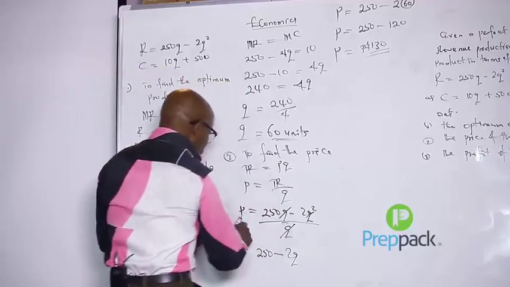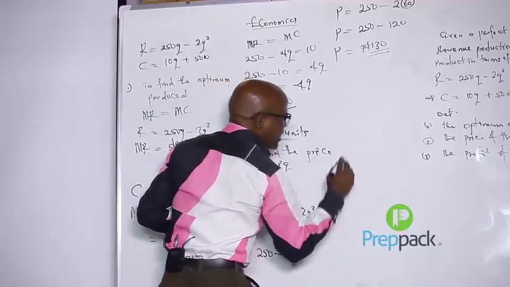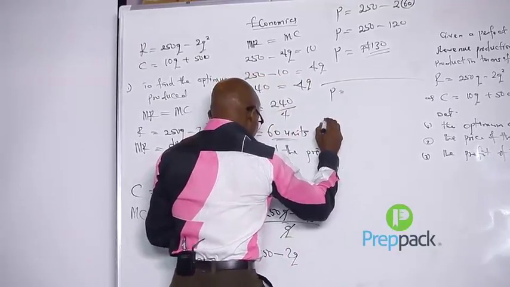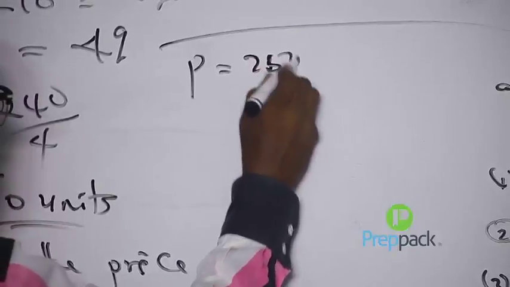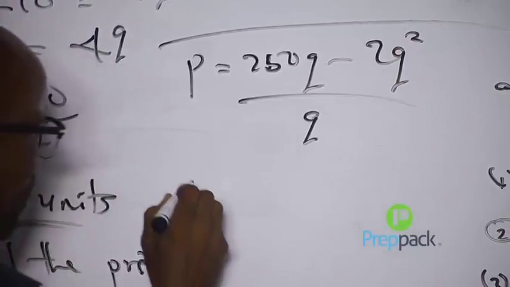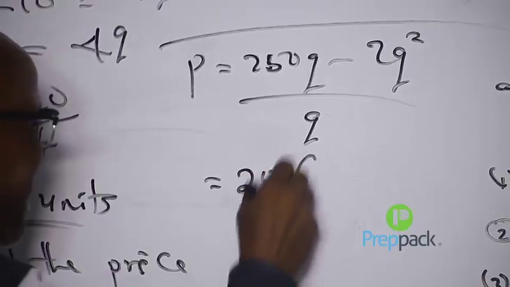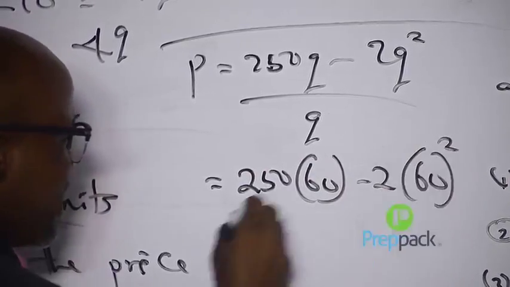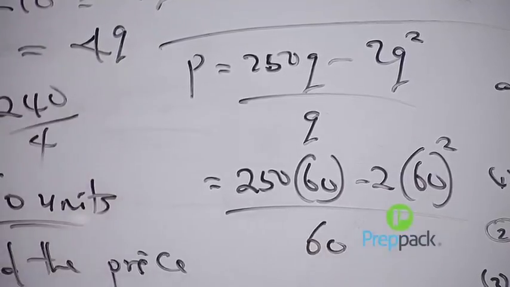Now, if I'm to go this way, apply what we have here, just watch it now. That gives me this. I say P now equals what? 250Q minus 2Q squared over Q, which now gives me 250 inside 60 minus 2 inside 60 squared over 60. Maybe you prefer this. Then let's multiply that.